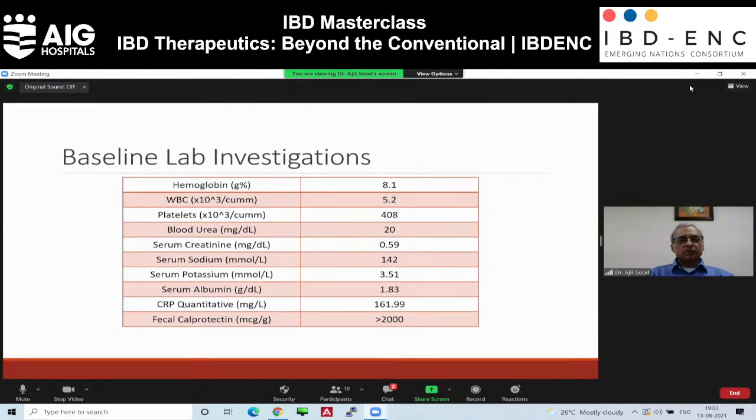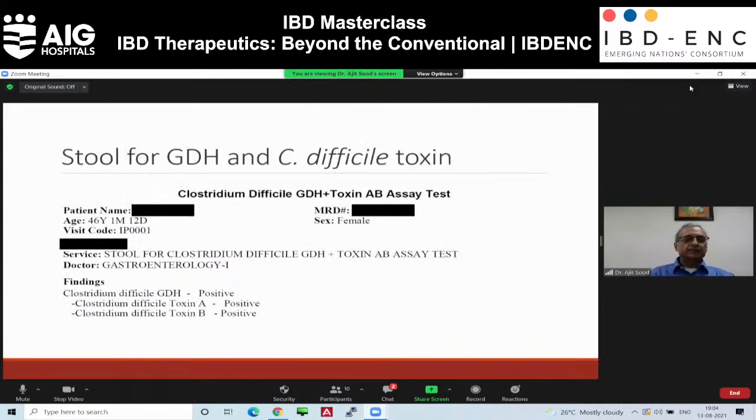Her hemoglobin was low, platelets were high, RFTs were normal. Significantly, albumin was very low, and CRP quantitative and fecal calprotectin both were quite high. What gave a bit of a twist was that her stool for GDH and C. diff toxin was positive. It was positive for the GDH and for both A and B toxin.